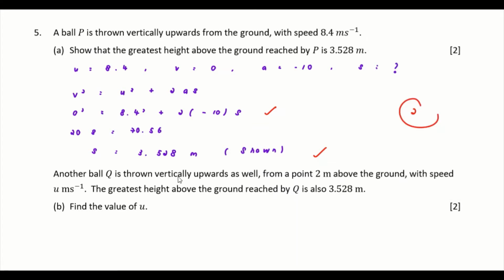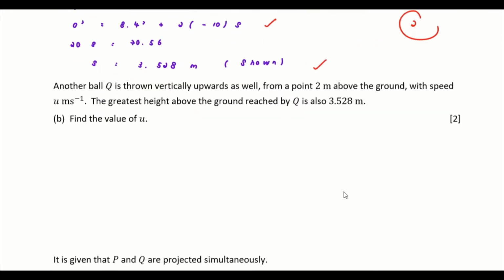Another ball Q is thrown vertically upwards as well from a point 2 meters above the ground, with speed u meters per second. The greatest height above the ground reached by Q is also 3.528. So you can imagine now, let us try to draw it, this is the ground that we have, right? So P actually is thrown starting from here. Then after that, this is the point that is at the maximum. So the whole thing from here to here is 3.528, what we found just now.